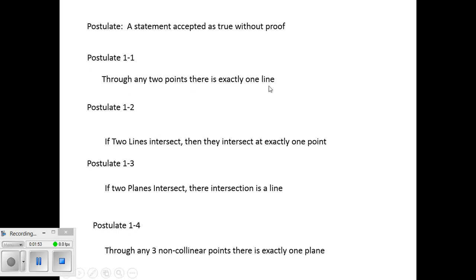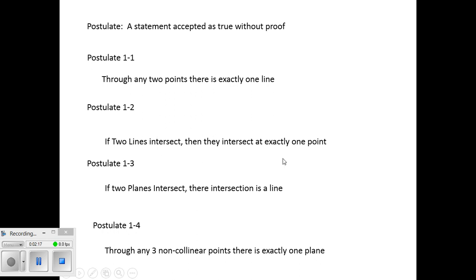Postulate 1.1. Our postulates are titled Chapter 1, Postulate 1, and it's not so important that you remember the number sequence, but more importantly, what it says. Through any 2 points, there is exactly one line. Any 2 points, there's exactly one line. You can't draw any more than one line through those 2 points.